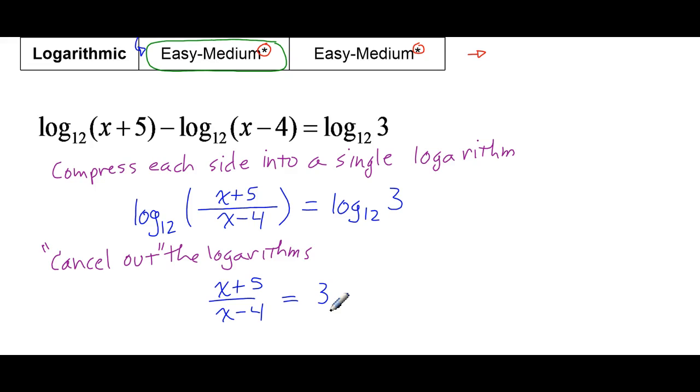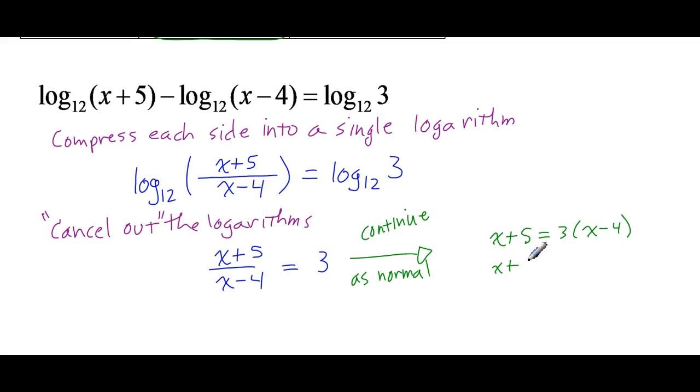And with the logarithms eliminated from the equation, you should be able to finish this thing up really quickly and easily. So, from here on out, continue as normal. So let's see, what would normal be here? Well, I've got a denominator, so I would multiply that denominator up to the other side so that I won't have a fraction anymore. And then I'd have to distribute in the 3. And then I'm going to subtract x, and I'm going to add 12. And just like we had last time, that ends up giving us a fraction, 17 over 2.